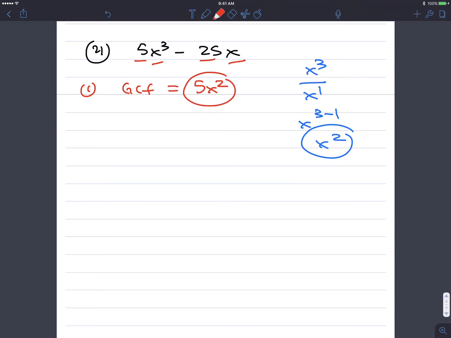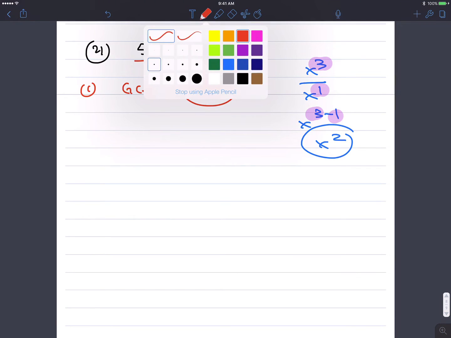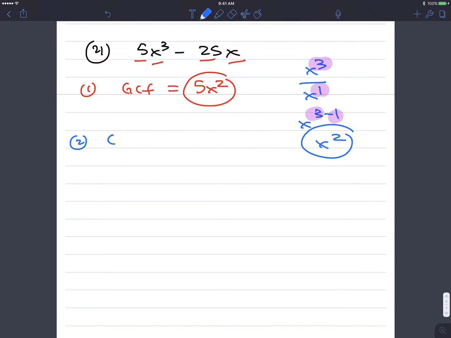I want to point out the power here that we're looking at, the arithmetic we're doing, x to the third divided by x to the first. So I have to subtract 3 with 1, and that's why I got the 2. So my GCF is 5x squared. Second step again, we're going to get the quotient now. 5x cubed minus 25x, everything over 5x squared. 5x cubed divided by 5x squared minus 25x over 5x squared.